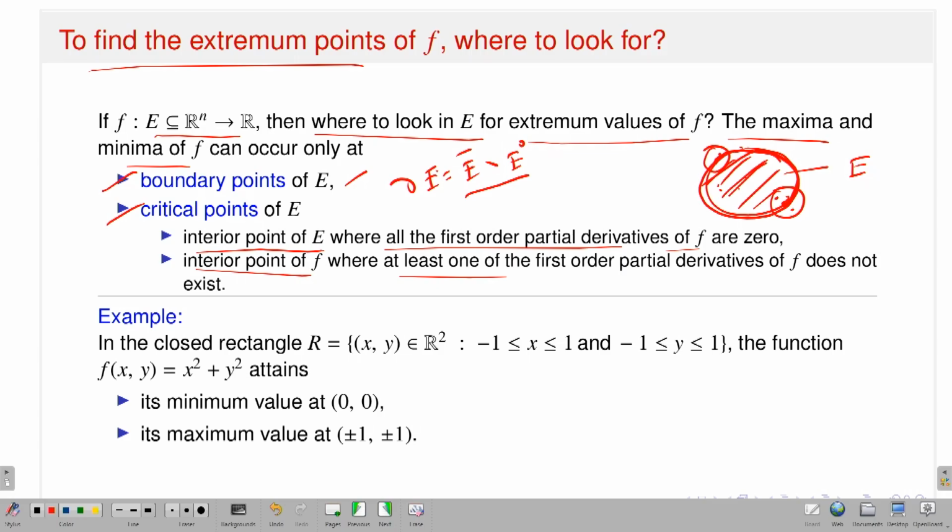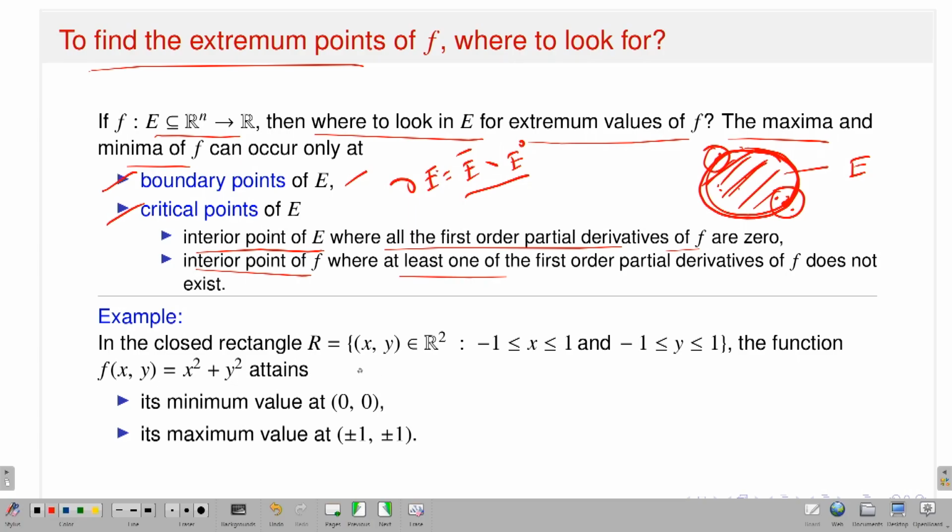That means if all the first order partial derivatives exist at that interior point, they have to be 0, else at least one partial derivative does not exist at that point. So these are the points you should check, and that will give you the points where your extremum exists. For example, I have one example.